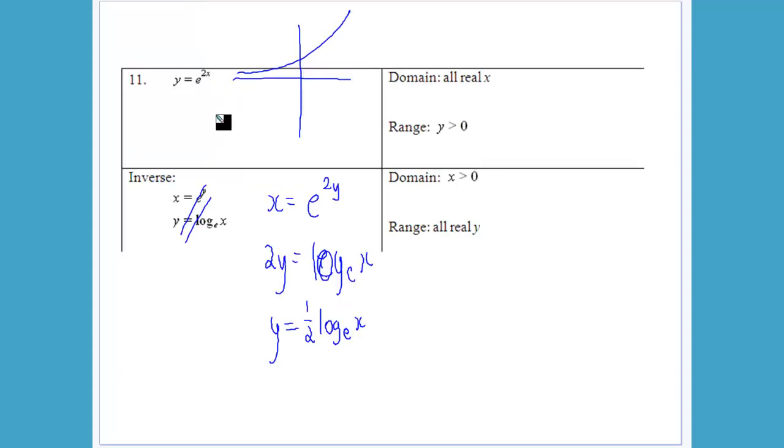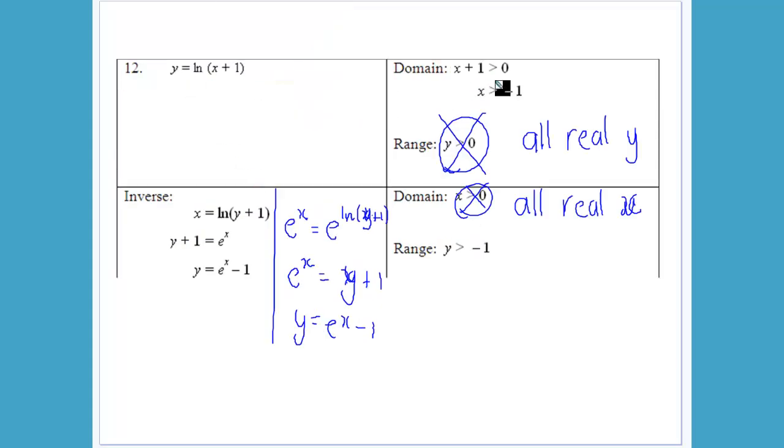E to the power of 2x, so swap e to the power of x and get x to the power of 2y, and swap it over and then solve. So we get 2y equal to log of x, or y is equal to half of log of x. So again, the domain's all real x, so the range becomes all real y, and domains and range swap there.